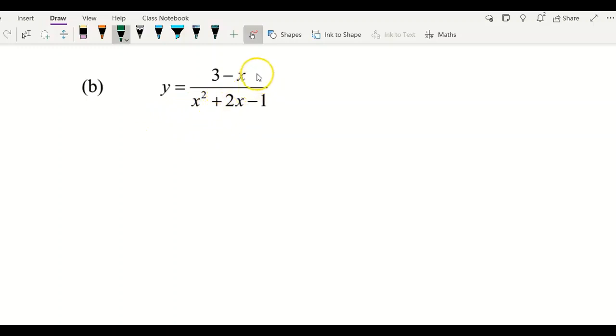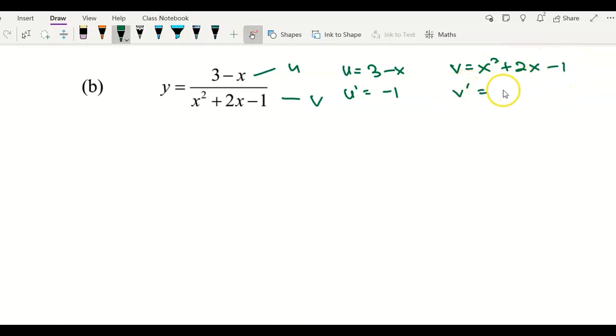For this question, we have a part B. Same thing, I will find dy/dx and then substitute x equals 1 into my dy/dx. Here, this is the quotient form. It's a function of quotient form. I will let this become the u, this become the v, because I'm going to apply the quotient rule. Let u be 3 minus x, then u prime is negative 1. If v equals x squared plus 2x minus 1, then v prime is 2x plus 2.